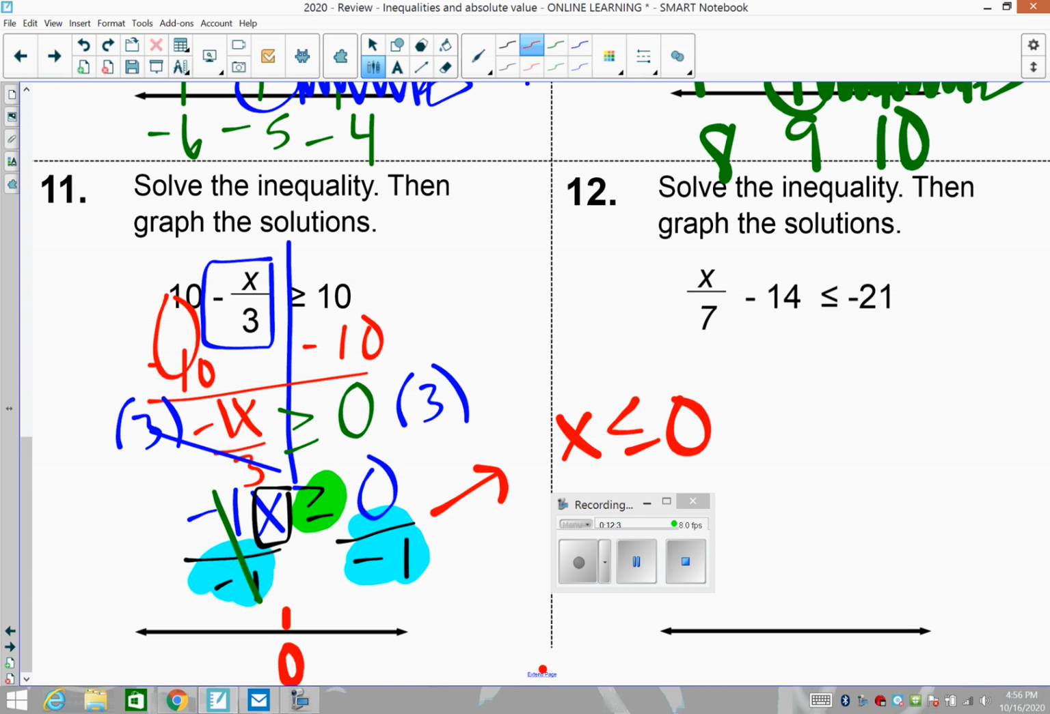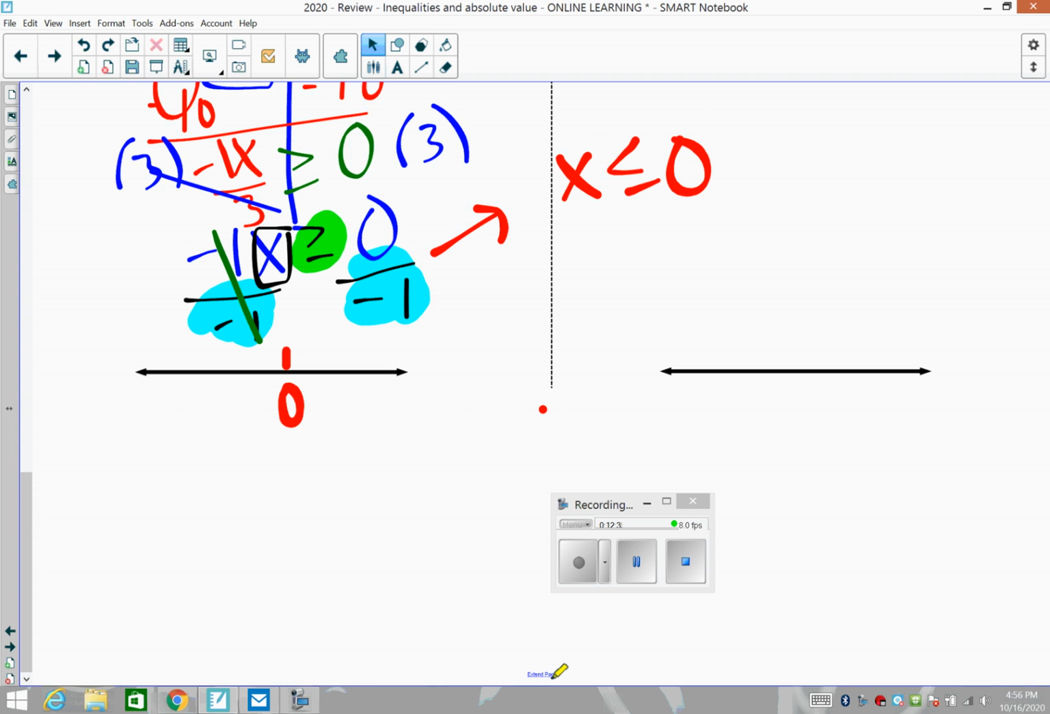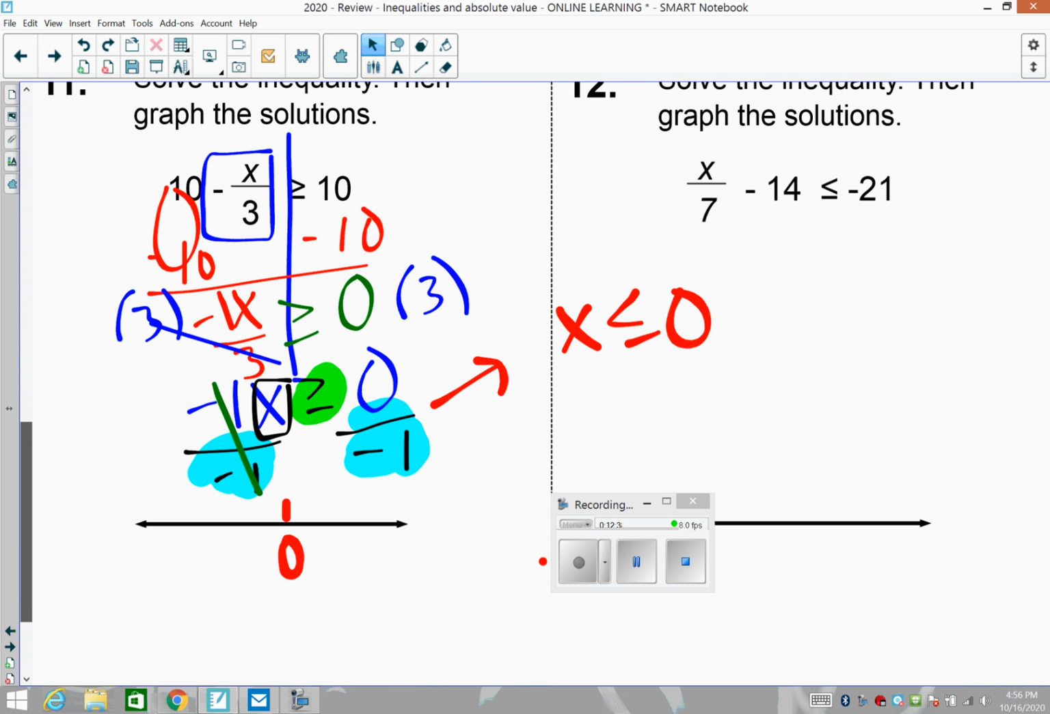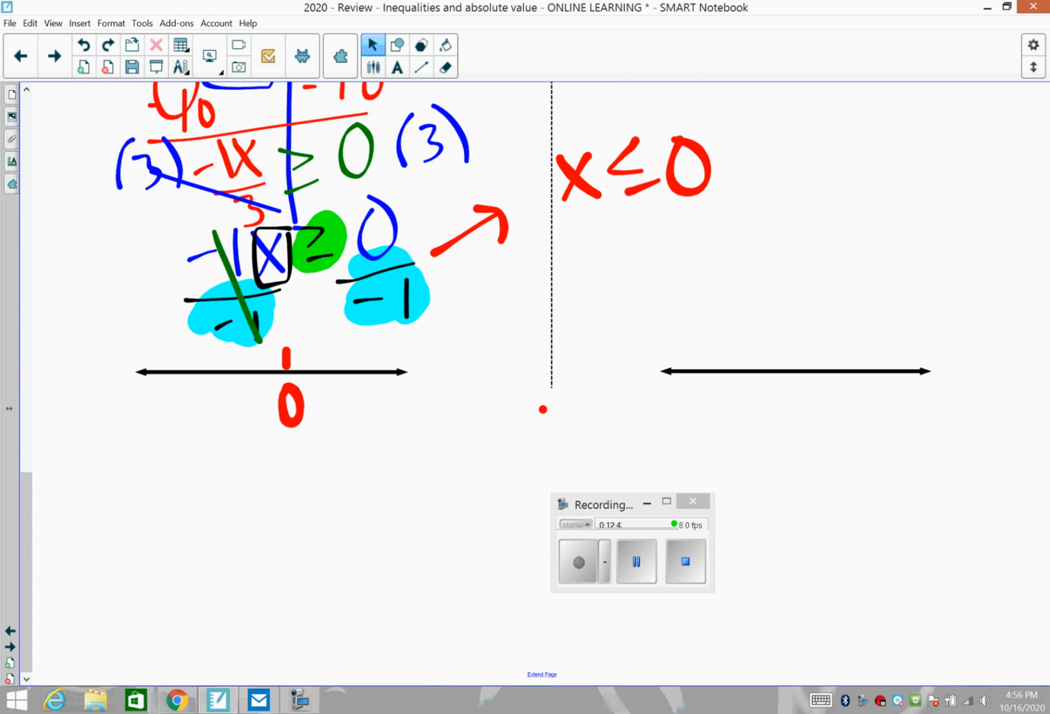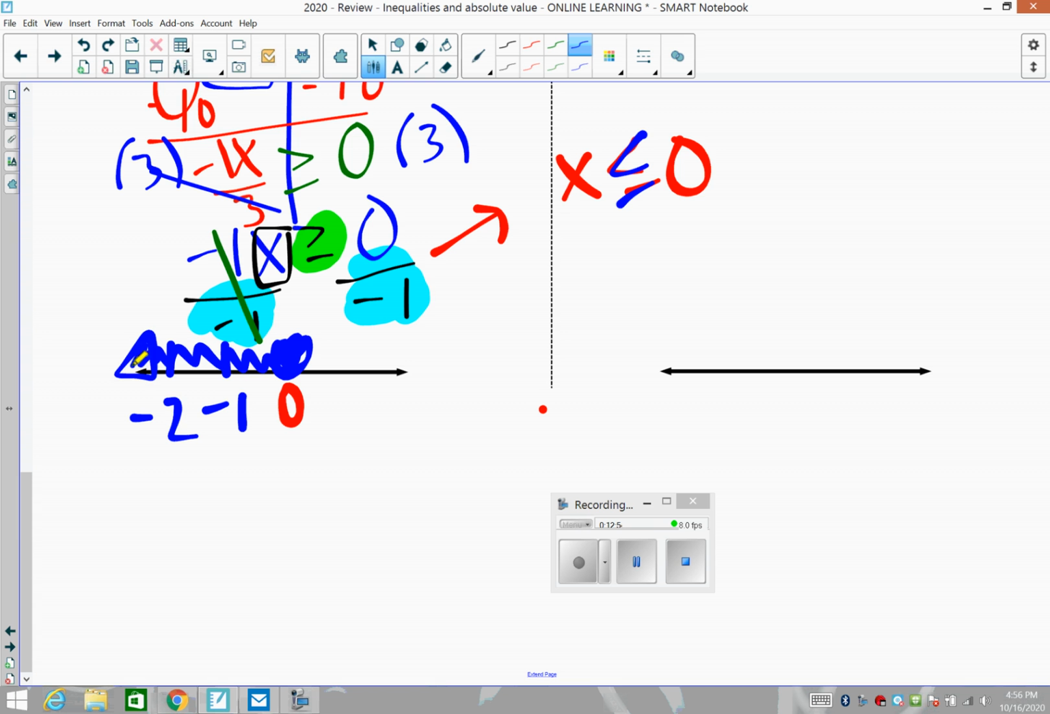So we have a 0 here. Okay, and we're talking about a closed circle there. And we're talking about all the values that are less than or equal to 0. So -1 and -2 and so on. So we're shading to the left. All the values that are less than or equal to 0. Closed circle, shade to the left. All right, so same skill here, over and over.